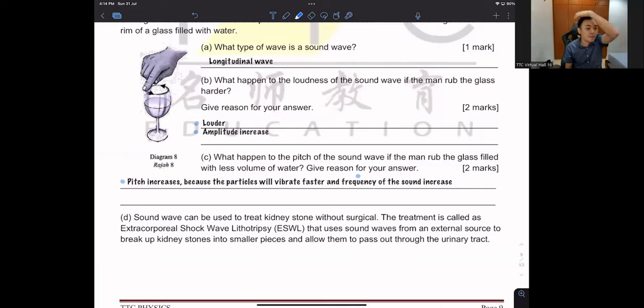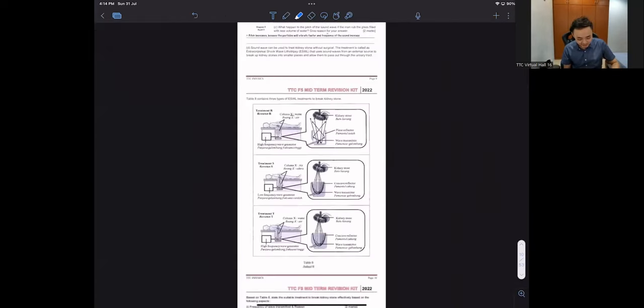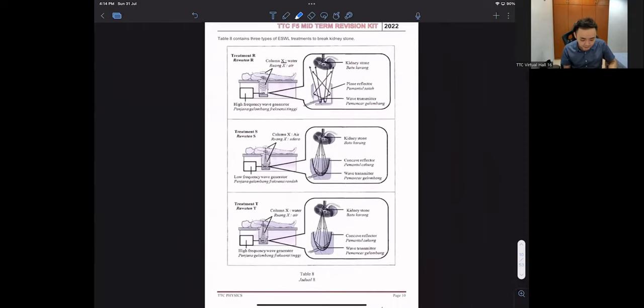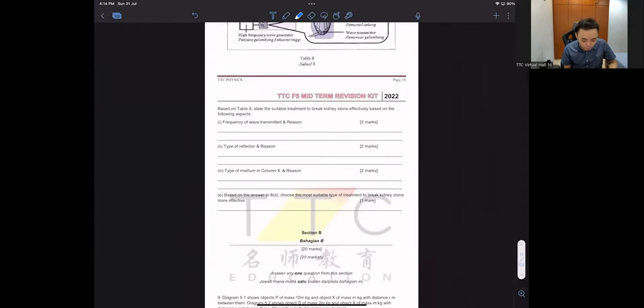Now, next one. Sound waves can be used to treat kidney stones without surgery. The treatment is called extracorporeal shockwave lithotripsy. Whatever, okay, this is not bio, they don't test you on the new one. Come, choose one. You've got treatment R, S, and T. Which one is the best to break the kidney stone, the most effective way?